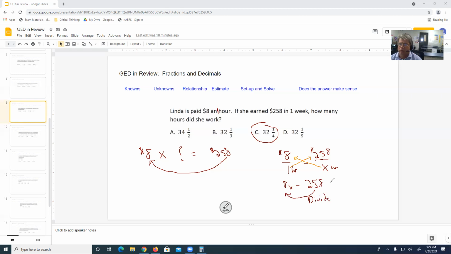So proportion could also be used when you see this $8 an hour or $8 per hour. That word per means I can use a ratio. They kind of had that on us in that problem, but you could have used it if you wanted to.